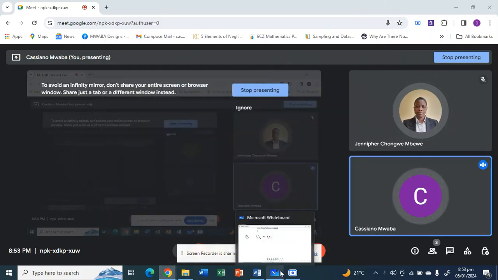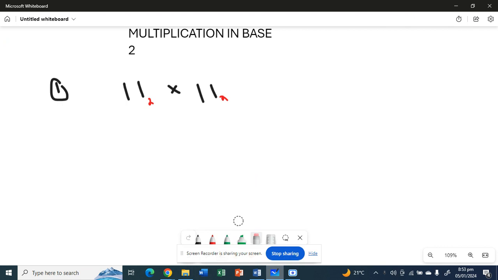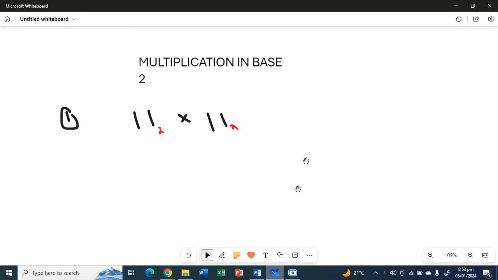All right, so we are looking at multiplication of numbers in base 2. Since we're dealing with base 2, we're only dealing with 0 and 1. Those are the only two numbers that we are dealing with. So we have 11 base 2 multiplied by 11 base 2.